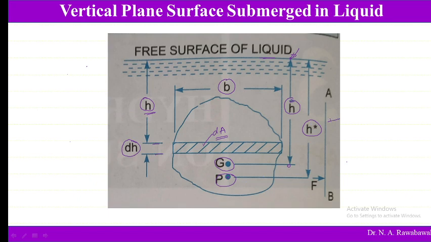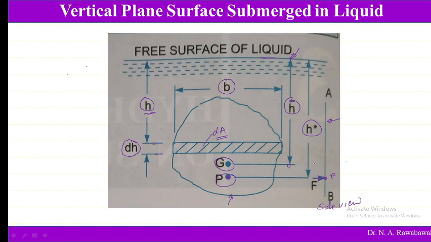Now this vertical line AB is shown. This is the side view of this plane. The side view of the plane looks like a line, and the point at which the total pressure acts is P, which is at a distance h star from the free surface of liquid.